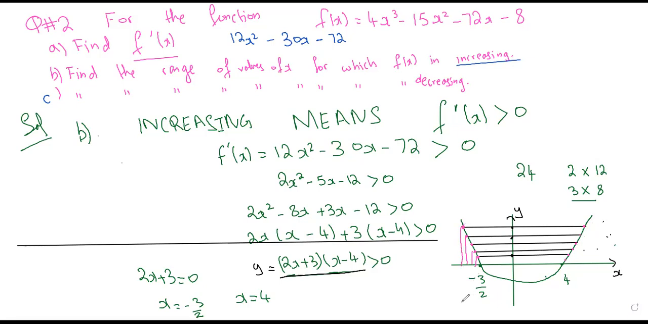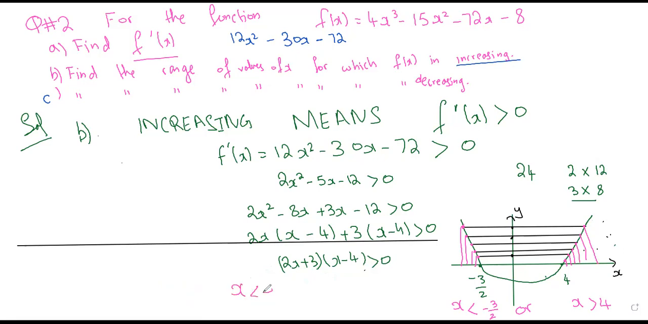So one side is this, that x is less than minus 3 by 2. And what do we see on the other side? That x is greater than 4. So this is going to be your answer. Your answer is going to be of this type. You are going to write it down this way: x is less than minus 3 by 2 or x is greater than 4.